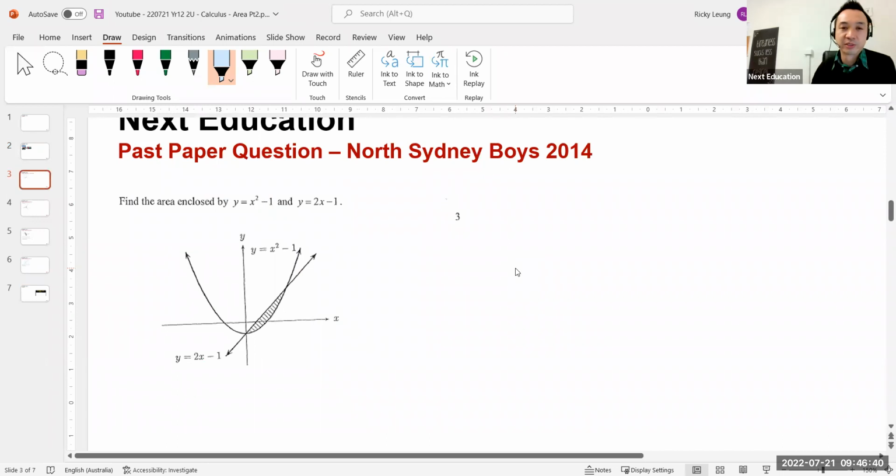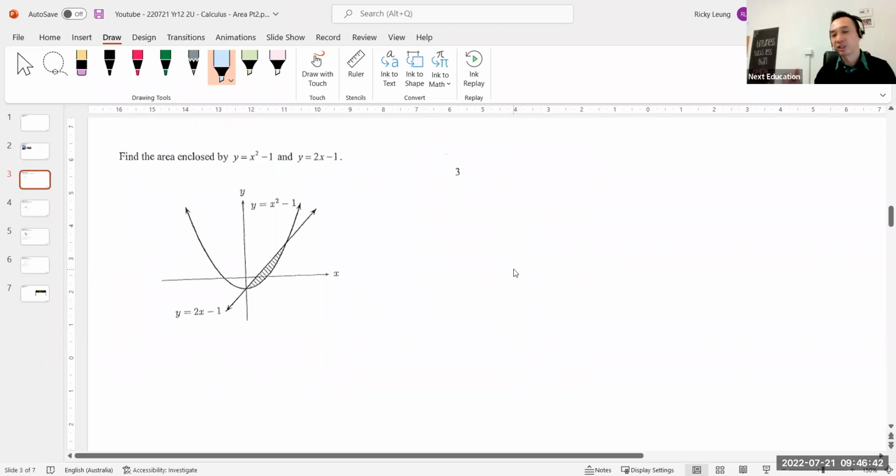So North Sydney Boys 2014. So classic question where you basically have an area enclosed between two graphs, and the classical nature of this question is such that you can see there, they don't give you the points of intersection, which means you solve the two graphs simultaneously to find the points which dictates your limits. Now, it looks like there's one on the origin, but let's solve them.